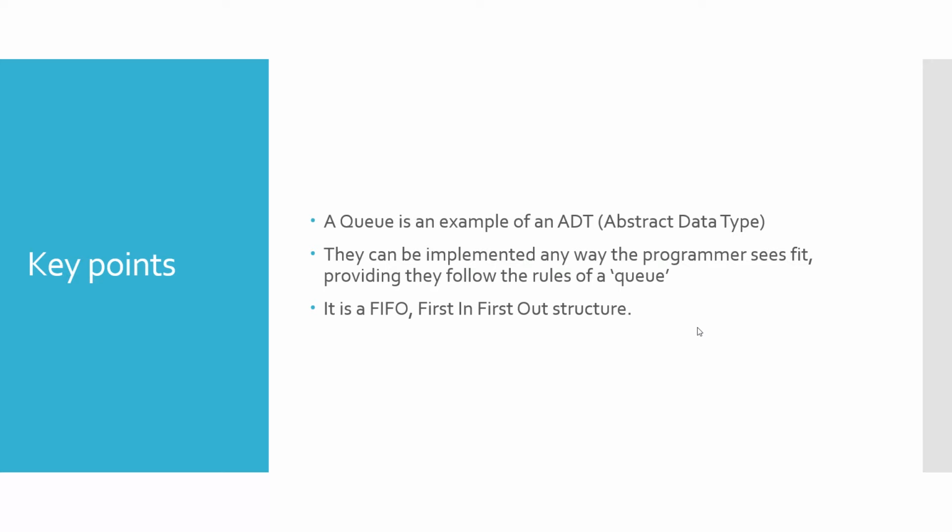So a queue is an example of an ADT. So remember, an abstract data type is essentially down to the programmer how they choose to program it and implement it. We just need to know that it works. Okay. So the way that programmers program them is essentially how they see fit, but they do need to follow the rules of a queue if they want to consider it as a queue data structure. So one of the key rules is that it's a FIFO, which is first in, first out structure.